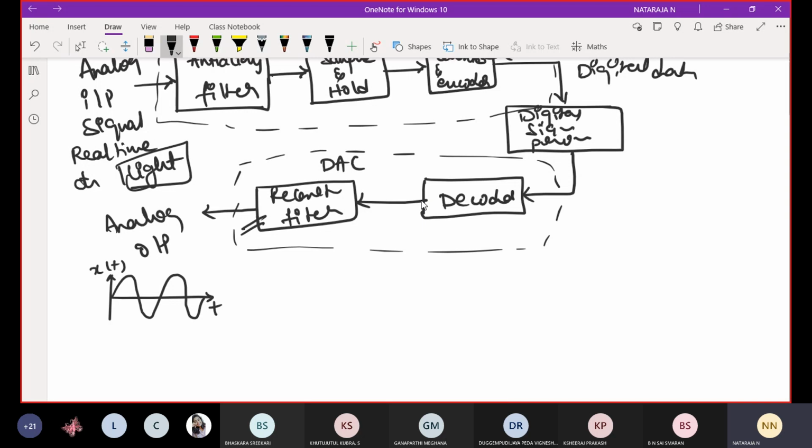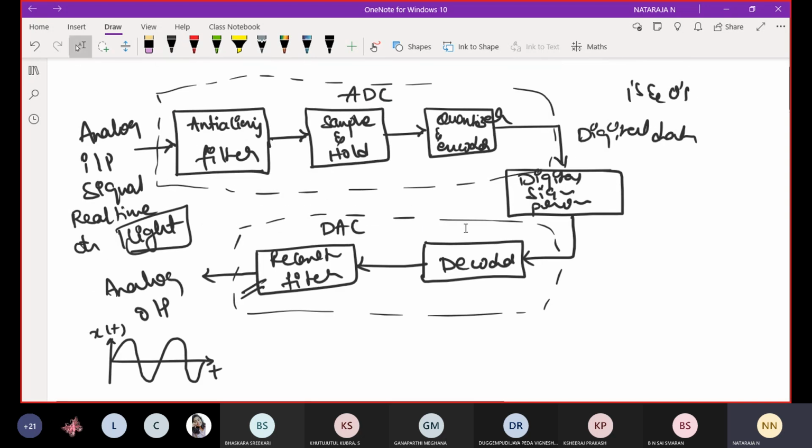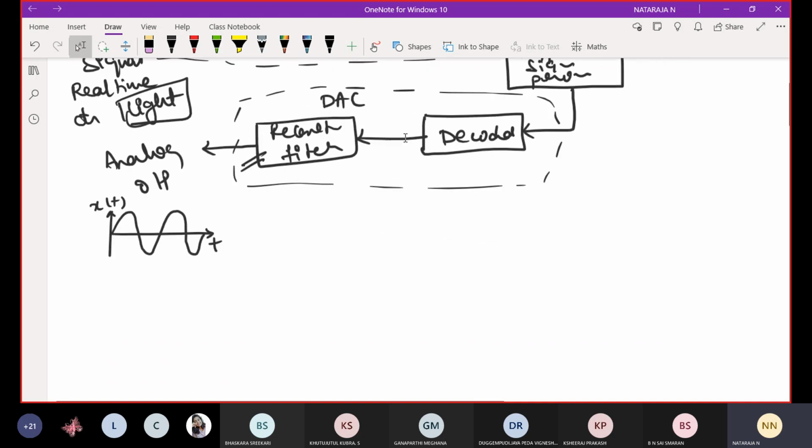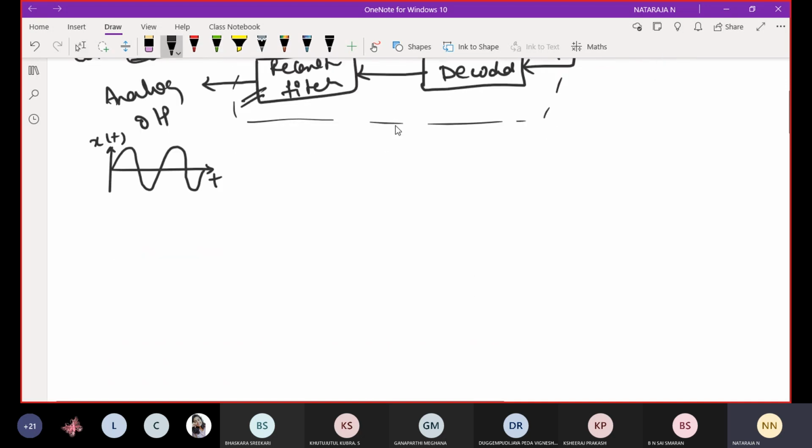This is my analog signal. Next, the next block is sample and hold. What is the meaning of sample? Whatever signal we have, we are going to mark some points. I am going to sample this signal at particular instants of time: what is the amplitude at a particular time? Like that, I am going to sample that signal. If I sample it, how will I get the signal? The sampled signal will be like this.